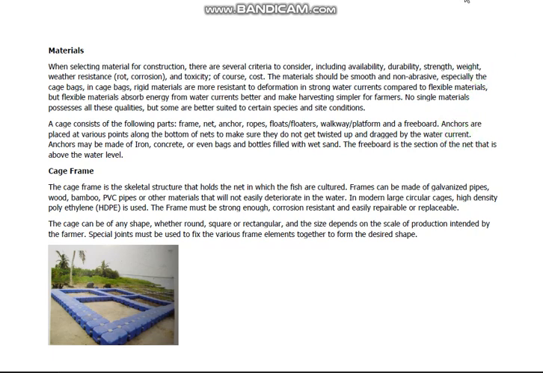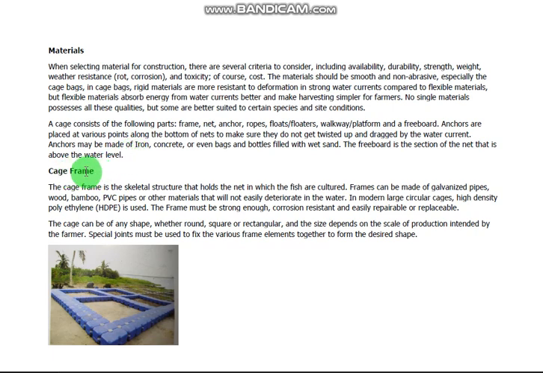A very important part of the cage is the anchor, because this is what holds the net to the bottom of the water. If there are no anchors, there will be easy damaging of the net. Anchors may be made of iron, concrete, or even bags and bottles filled with wet sand. The freeboard is the section of the net that is above the water level. It's like a coverage, but it's called the freeboard.